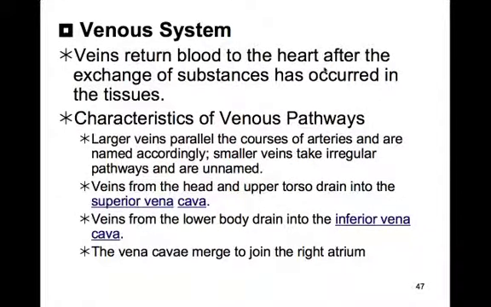The venous circulation returns blood to the heart after the blood and body cells exchange gases, nutrients, and wastes. The larger veins parallel the courses of the arteries and are named accordingly, so you've already done half the learning. However, some of the smaller veins take some irregular pathways, and we won't be naming them. Veins of the head and upper torso drain into the superior vena cava, and veins from the lower body will drain into the inferior vena cava before they enter the right atrium. These vena cava actually merge as they join the right atrium.